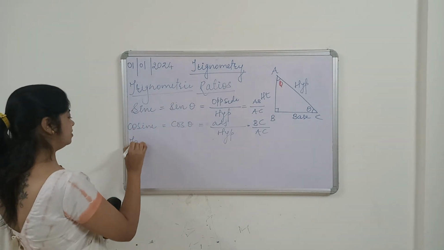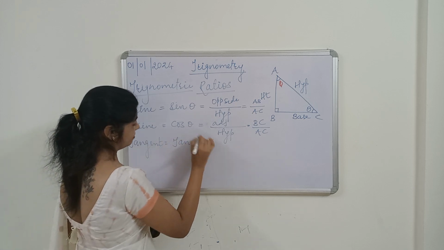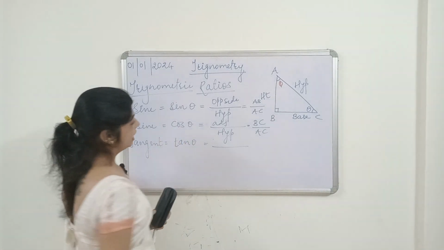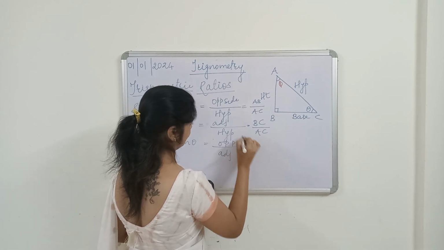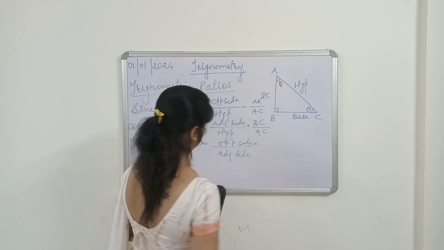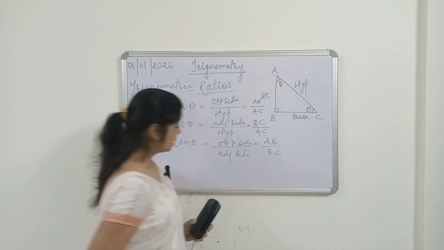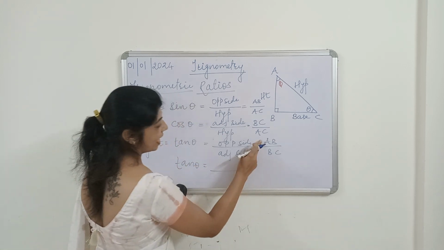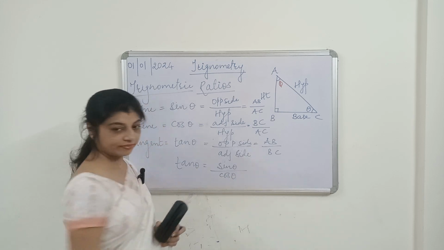Then is tangent. That is tan theta. Instead of writing capital T, better to go with small. It's opposite upon adjacent. So what is the opposite side here? AB. What's your adjacent side? BC. Or else you can define tan theta in terms of sine and cos also, as this one. So this is sine theta upon cos theta.